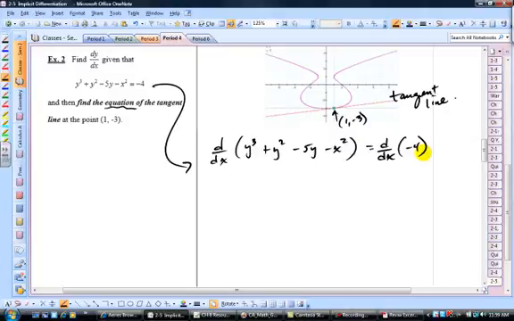Okay. And we're going to assume that y is a function of x here. So anytime you take the derivative of a variable involving y, you're going to have a y prime involved, because you're going to have to kick in your chain rule every single time. So let's do it together here.